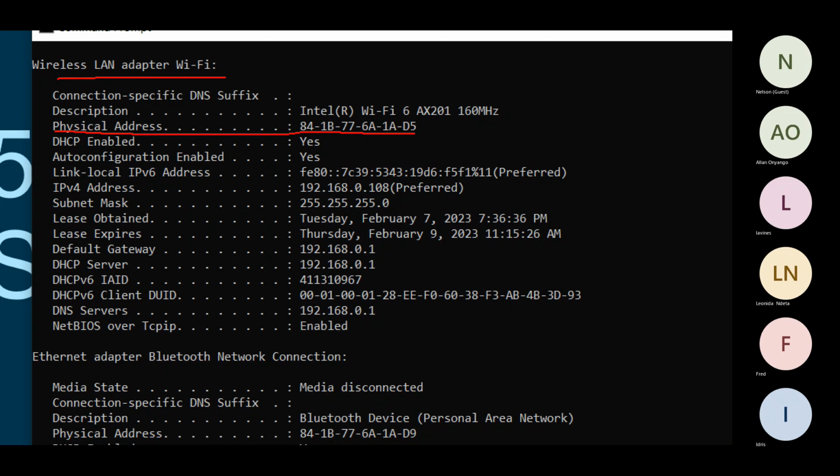So look at this address well. 84-1B-77-64-1A-D5. That is my MAC address, and that MAC address is very important.